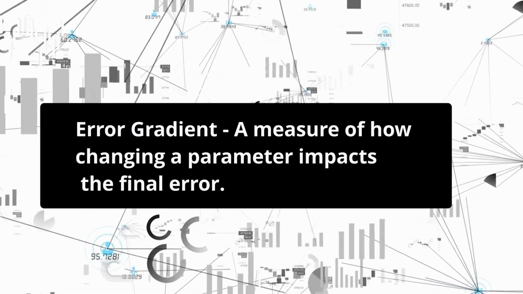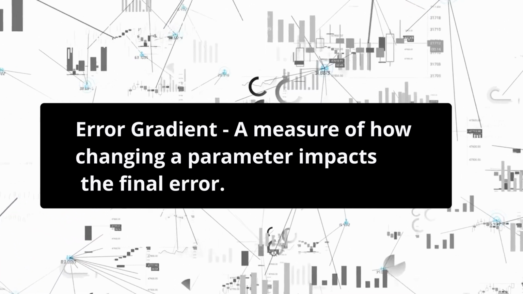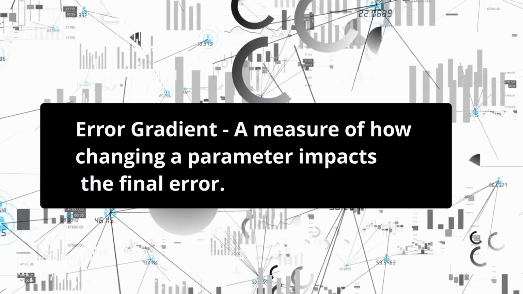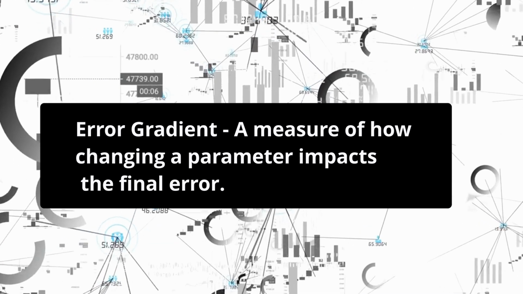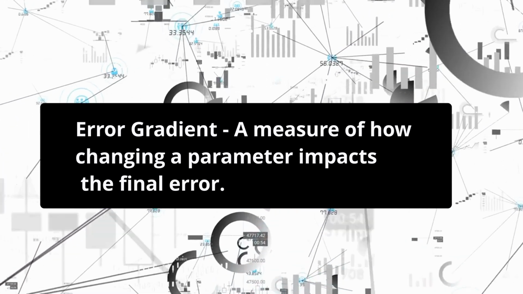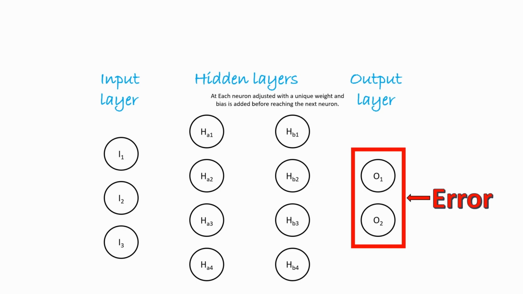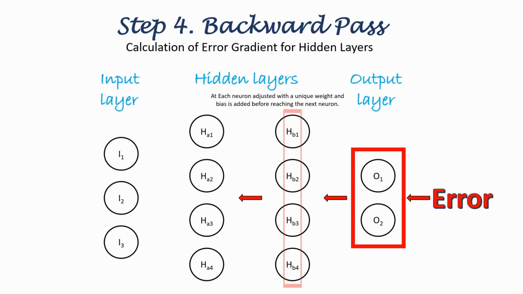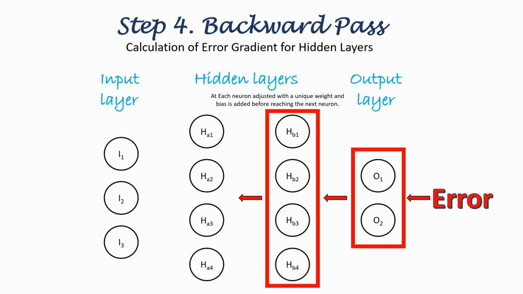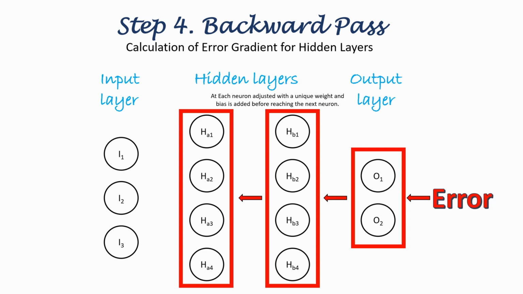An error gradient is a measure of how a change at a parameter, in this case an individual neuron, will impact the final error. Knowledge of the error gradient is important because it will direct the eventual changes to the network. Next, the error is then propagated backward through the network. In each layer, an error gradient for both the neurons and the weights is calculated. This gradient measures how changes in weights in neurons within a layer will impact the overall error. Here the focus is on understanding how the entire layer contributes to the error.